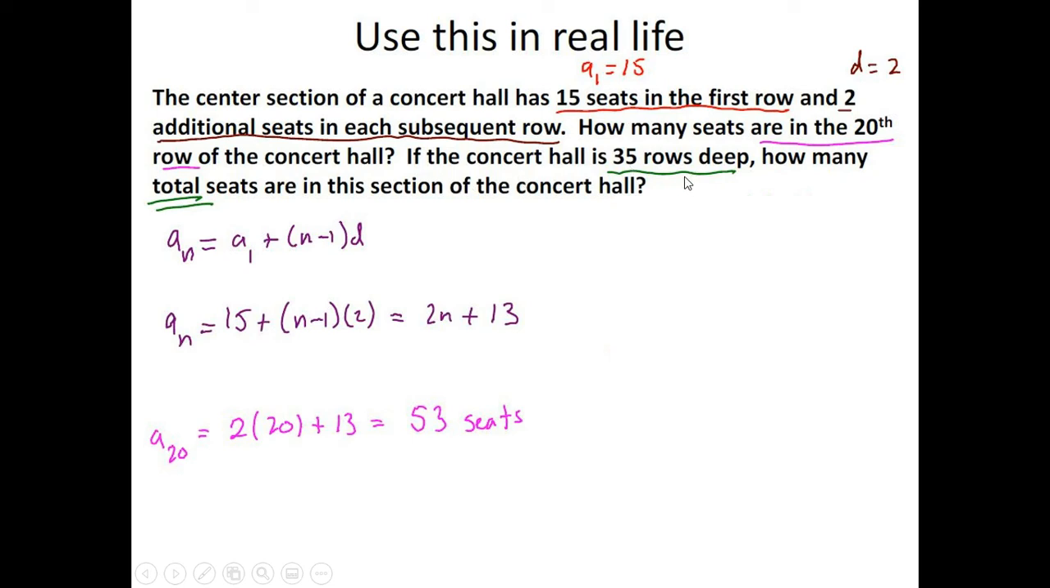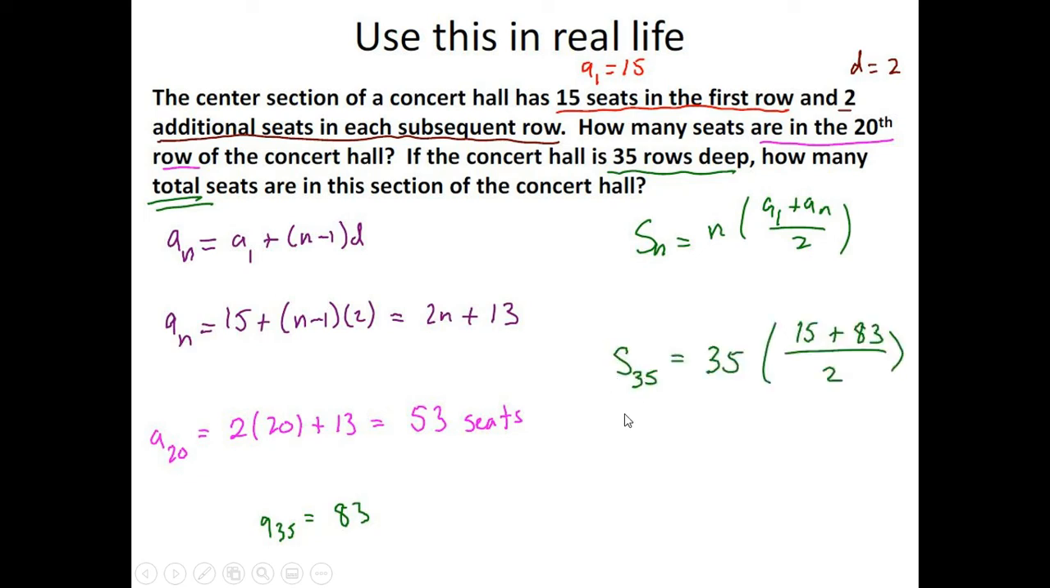Now, if the concert hall is 35 rows deep, how many total seats are there? So we're going to do a summation here. So I know I want to find that. So S sub n is equal to n times a sub 1 plus a sub n, divided by 2. S sub 35. So I could have figured out that a sub 35 is equal to 83. I should have shown that for you here.